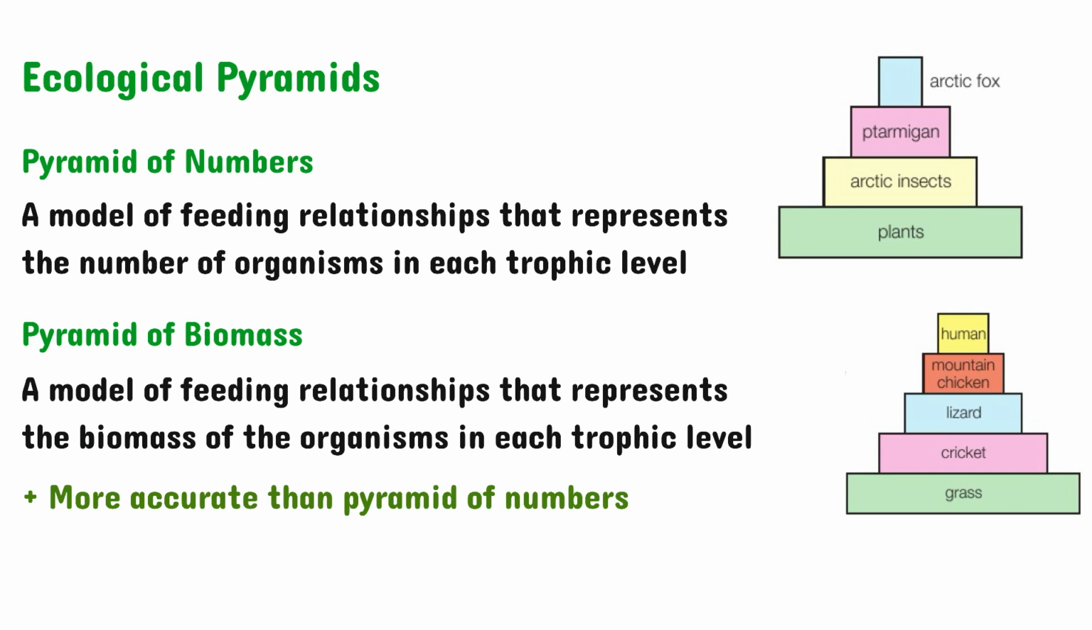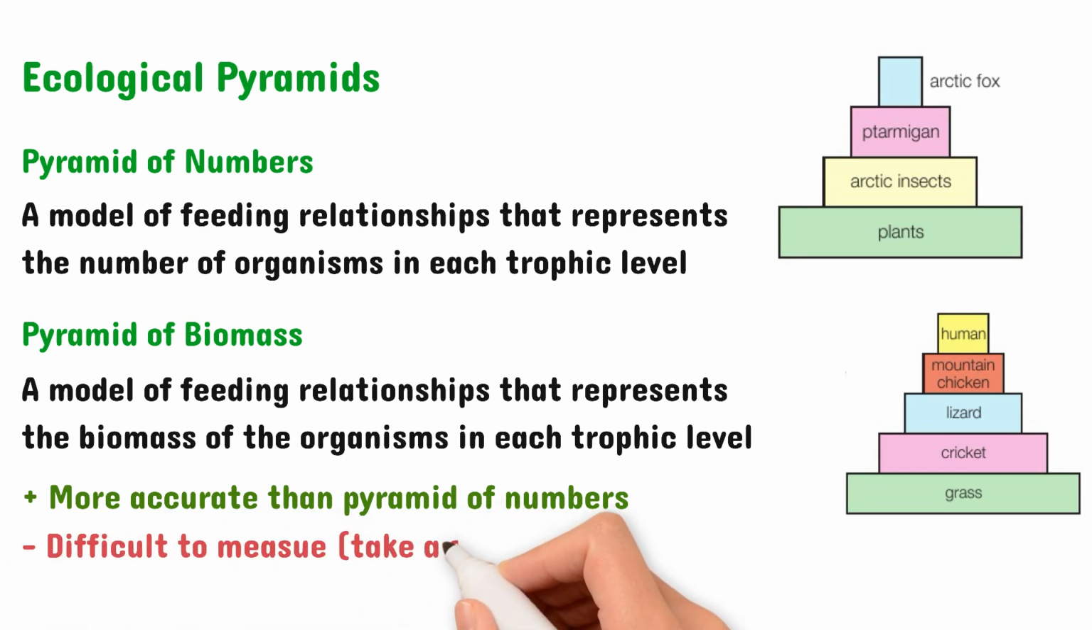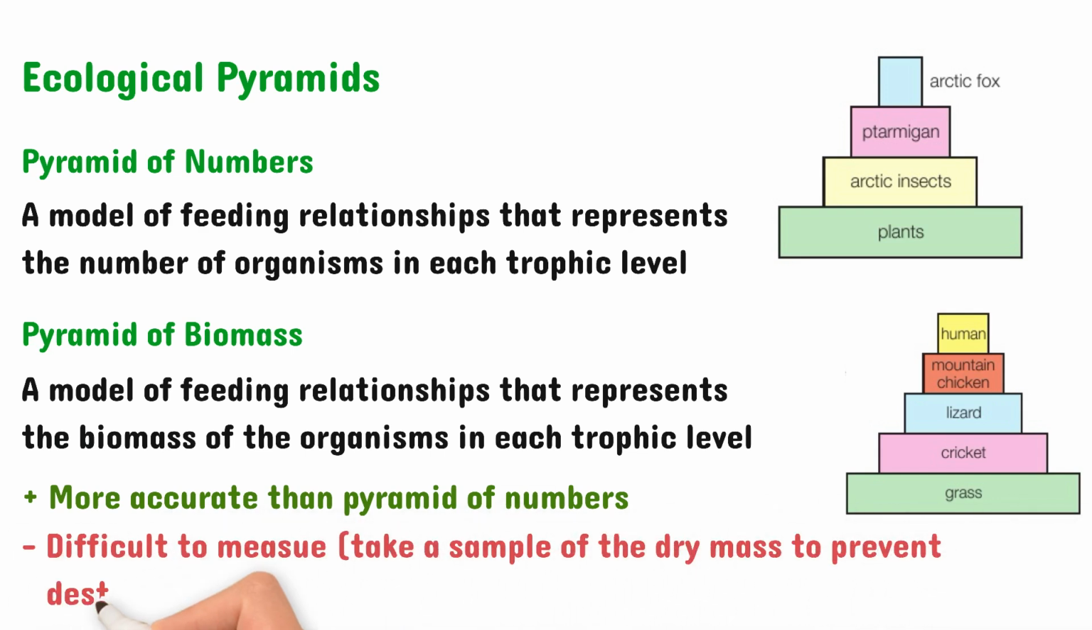The bad thing about the pyramid of biomass is that it's very difficult to measure because you have to take a dry mass, because if you take a wet mass, that could change throughout the day. But then with a dry mass, you have to kill the organism to measure it. And so basically what you have to do is you have to take a sample of the dry mass to prevent destroying the entire ecosystem. And then with that sample, you can extrapolate and measure the entire ecosystem.